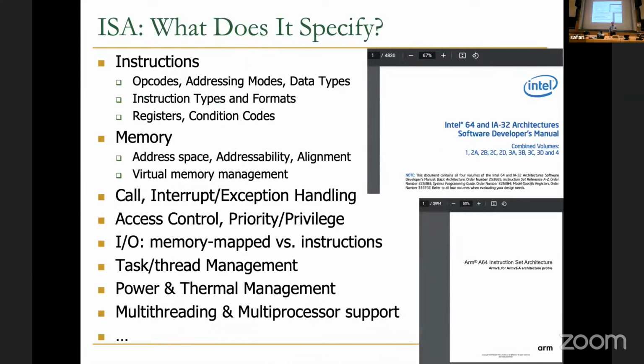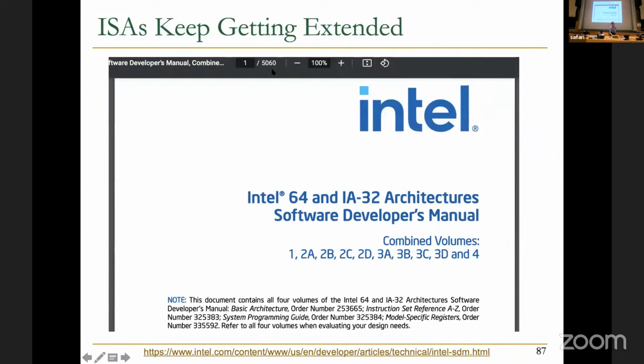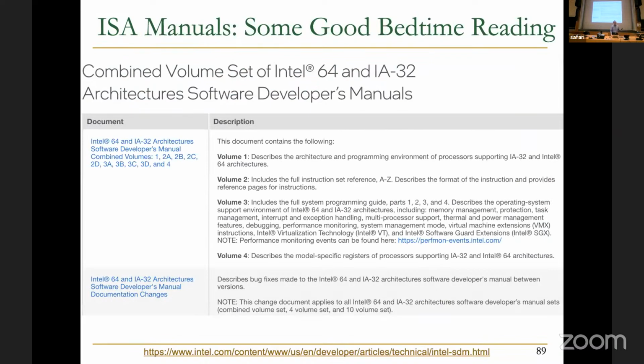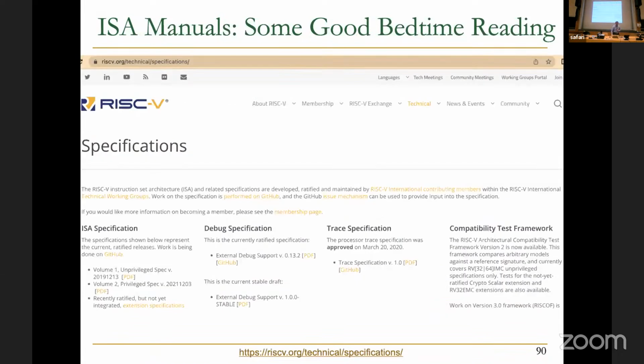So we're almost at the end. As expected, I didn't get a chance to go to 9B. But ISA actually specifies many, many more things than instructions. It specifies memory. We will see later on interrupt handling, access control, many, many things. Now you can see the number of pages over here, right? 4,800, 4,000. Actually, more recent ones, 5,000 pages. ARM, supposedly a simpler ISA, has more pages than x86, as you can see. So this is some good bedtime reading for you guys, if you're interested in this stuff. And you'll learn a lot, actually, by reading these manuals.